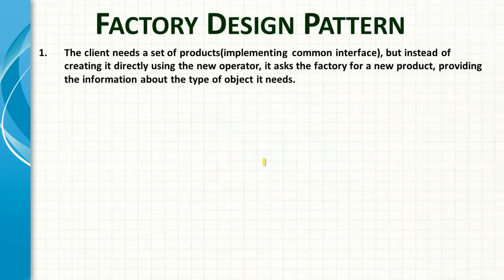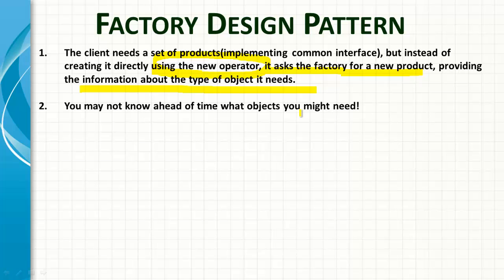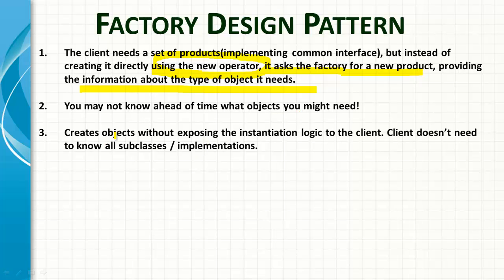So what is the factory design pattern? If the client needs a set of products using a common interface accounts, and a different set of products is mortgage account, loan account, student account, saving accounts, current account, but instead of creating it directly using the new operator, it asks the factory for a new product, providing information about the type of object it needs, like S, C, T. I need this. I don't care how you get it, just get it. You may not know ahead of time what objects you might need. Then you use the factory design pattern and create objects without exposing the instantiation logic to the client.